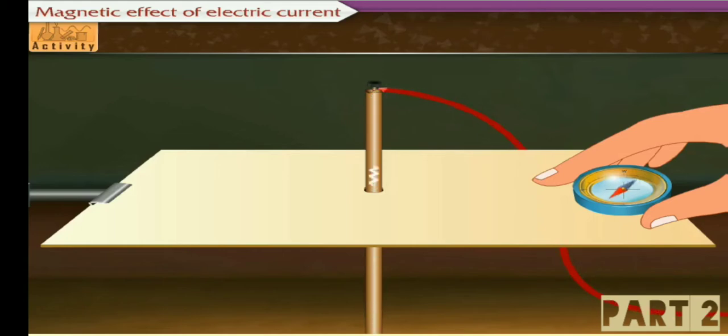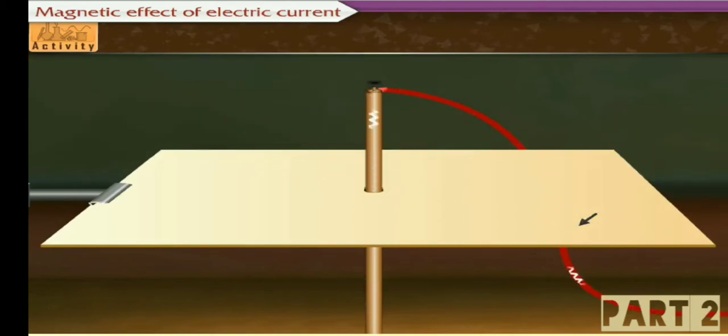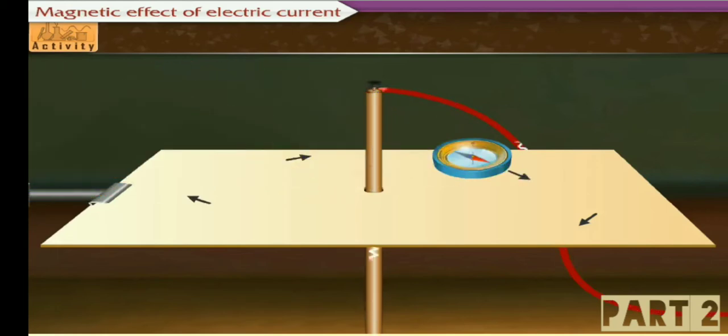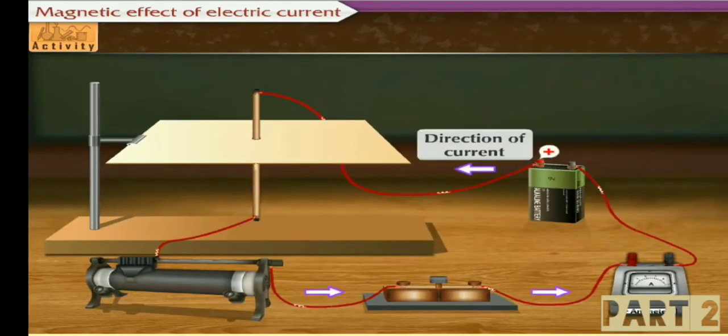Mark the direction of the deflection shown by the needle with a pencil. Let us now keep the magnetic needle at some other position on the cardboard. Observe the direction of the deflection shown by the needle. Mark this direction as well. By keeping the magnetic compass at different positions on the cardboard, note down the directions of the deflection at each of these positions. The direction of the current shown in the circuit is its conventional direction.